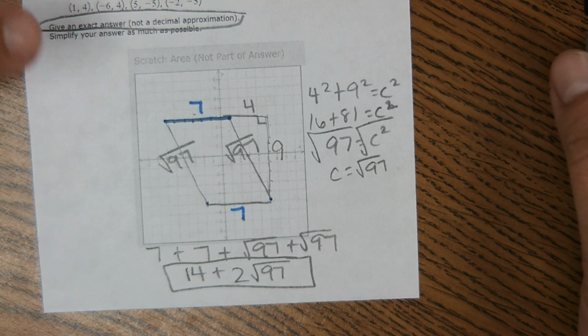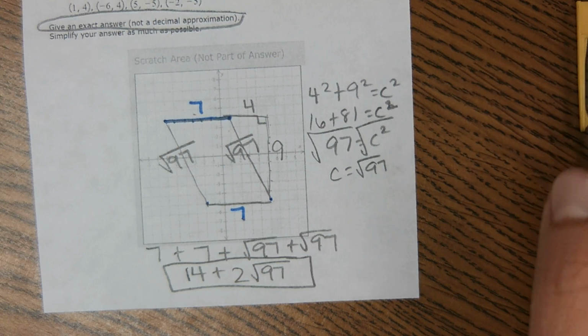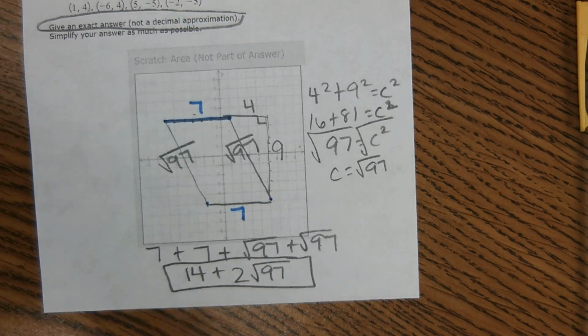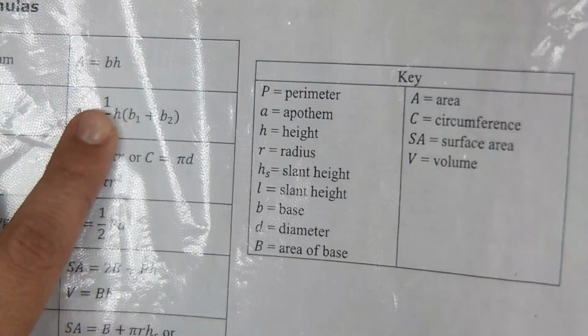The other shape that might throw you off would be a trapezoid. But there is an equation for a trapezoid on the reference sheet. So that's the equation for a trapezoid, if you need it.